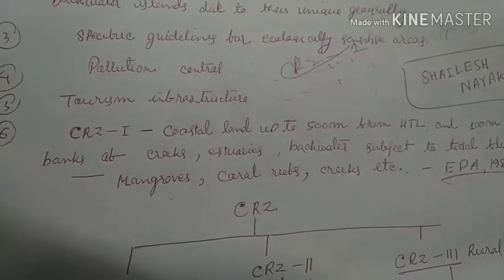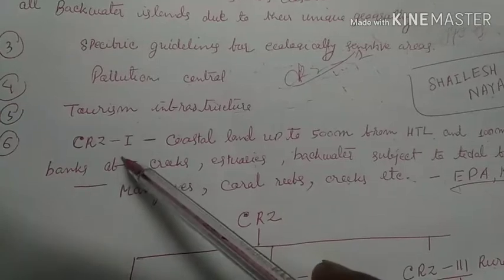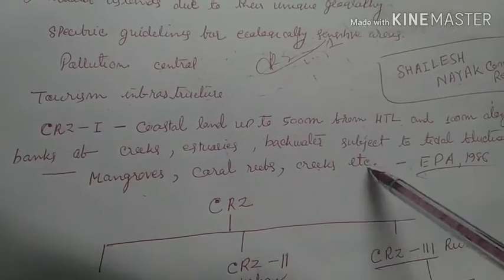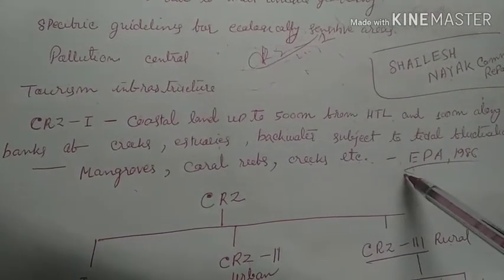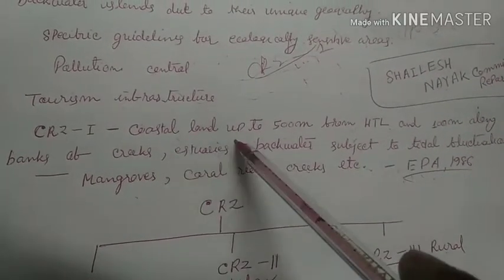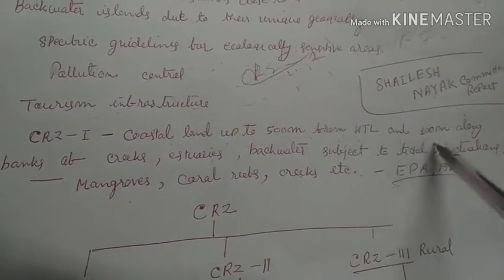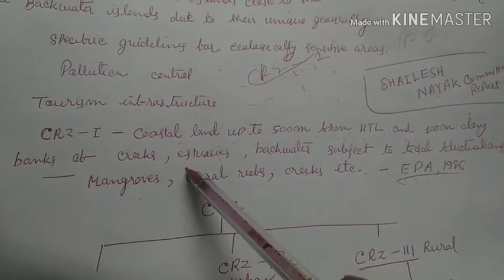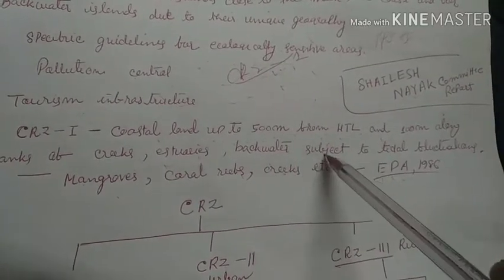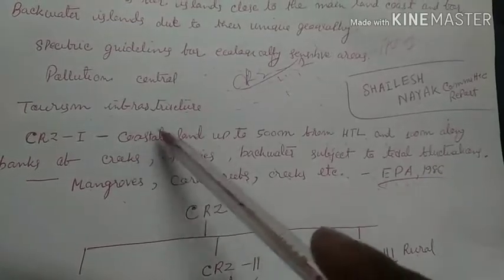And here you might find the question in prelims that what is the definition of coastal regulation zone 1? The definition has been provided under Environment Protection Act 1986. As per the definition, coastal land up to 500 meter from high tide line and 100 meter along the banks of creeks, estuaries, backwater subject to tidal influxations will be included under coastal regulation zone 1.